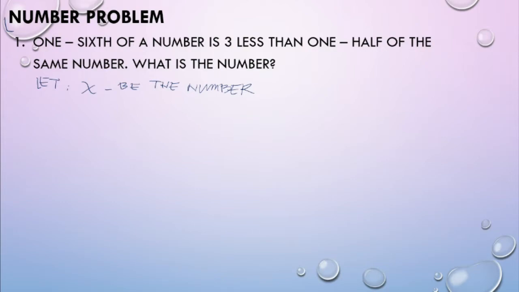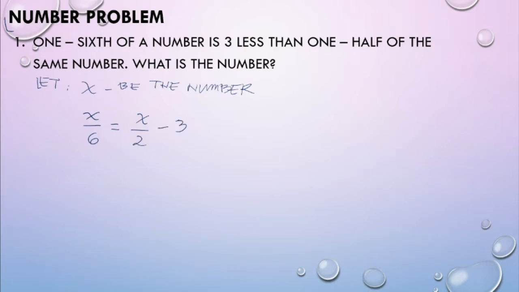Okay? Let's go back again to the problem. Sabi daw, 1/6 of a number. So, what is 1/6 of that number? So, that is x over 6 is 3 less than 1/2 of the same number. So, 1/2 of the same number is x over 2, then minus 3.